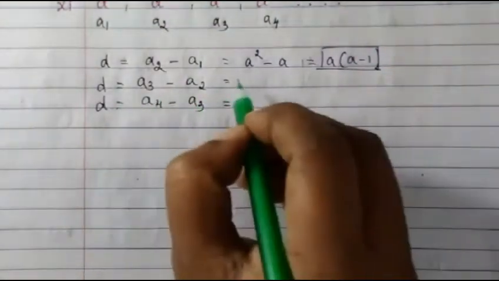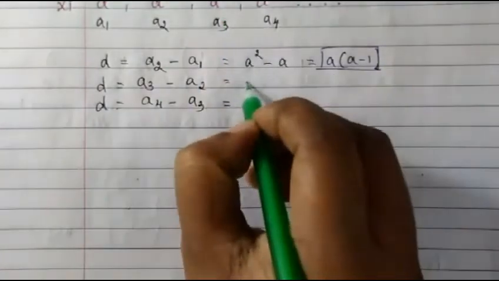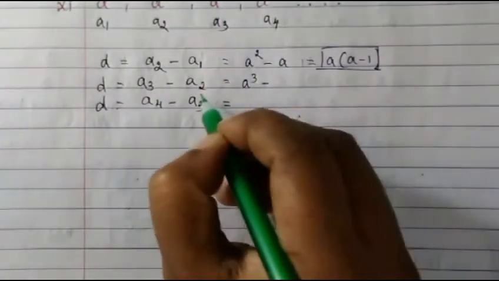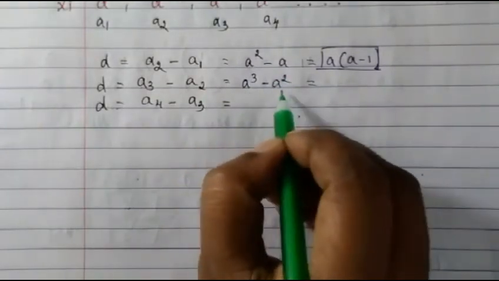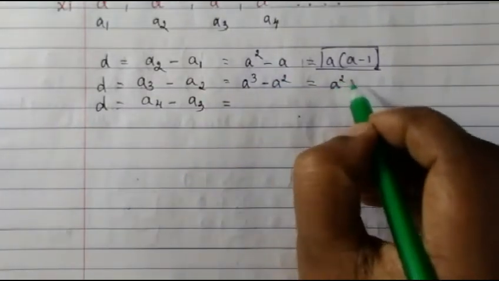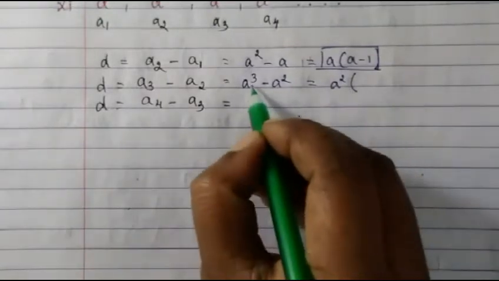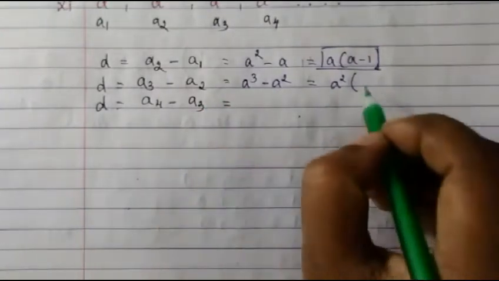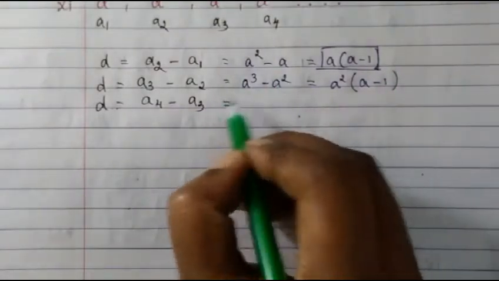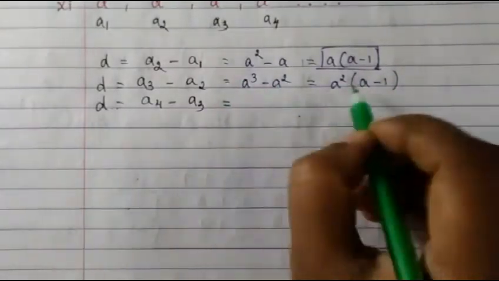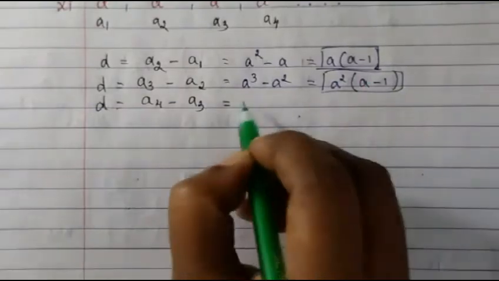Now let's see here. a3 is a cube, minus a2 which is a square. Here a cube, here a square, so let's take a square out common. Then we will have a inside minus 1, because a square is out and here we will have 1. So this is our d value.